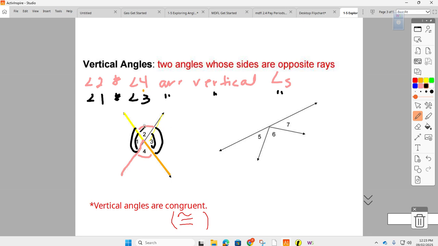Remember, we mark angles that are congruent with the same number of arcs. So if they're vertical angles, then angle 2 and angle 4 are congruent. If they're vertical angles, then angle 1 and angle 3 are congruent. So if you know the measure of one, you'll know the measure of the other.